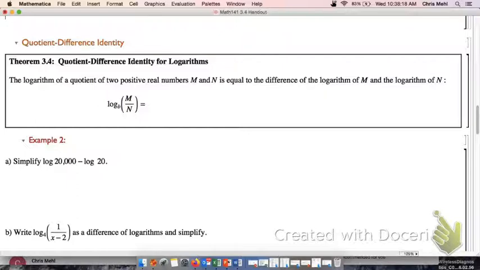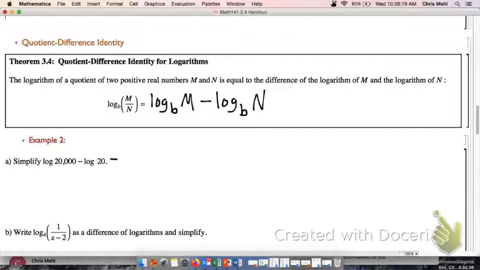Okay, next is the quotient to difference identity for logarithms. So this time if you have a single logarithm, log base b, again M and N have to be positive. So if I take log base b of the quotient, the way this works is you would take log base b of the numerator, and this is a little bit different. The log of a product becomes a sum. The log of a quotient becomes a difference, and I would subtract log base b of the denominator N.